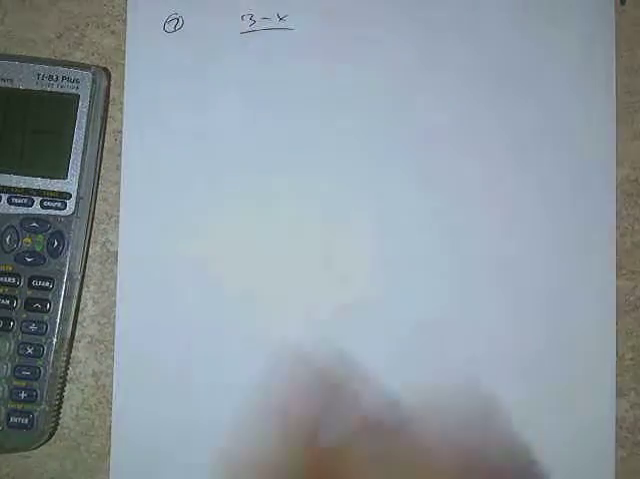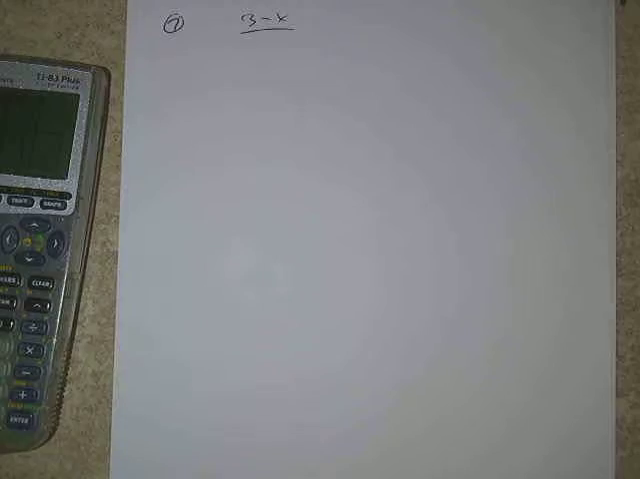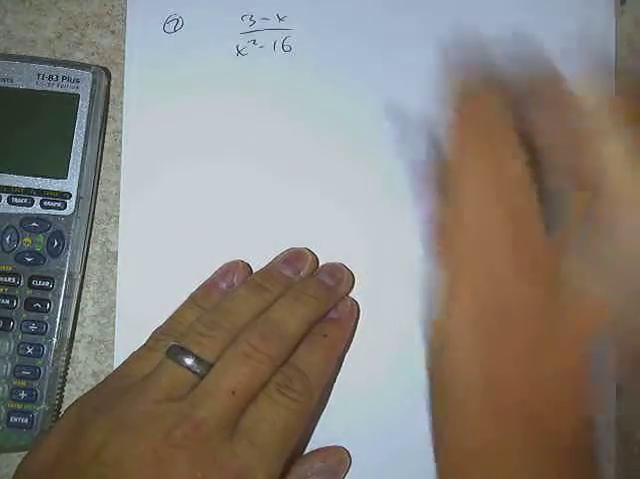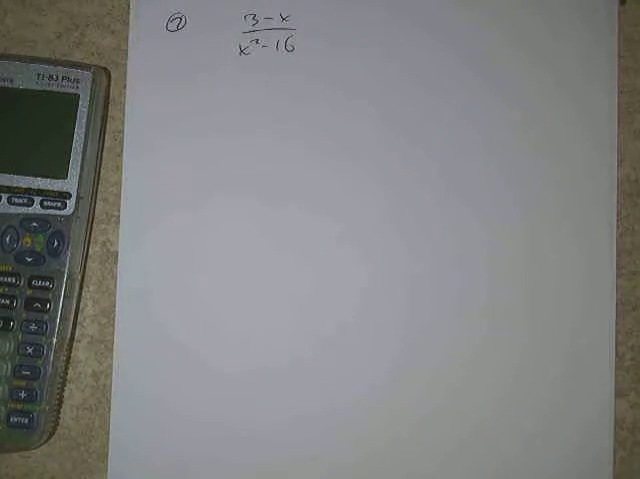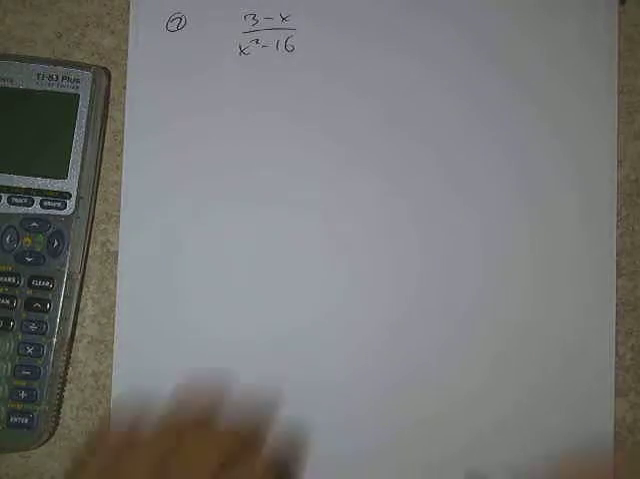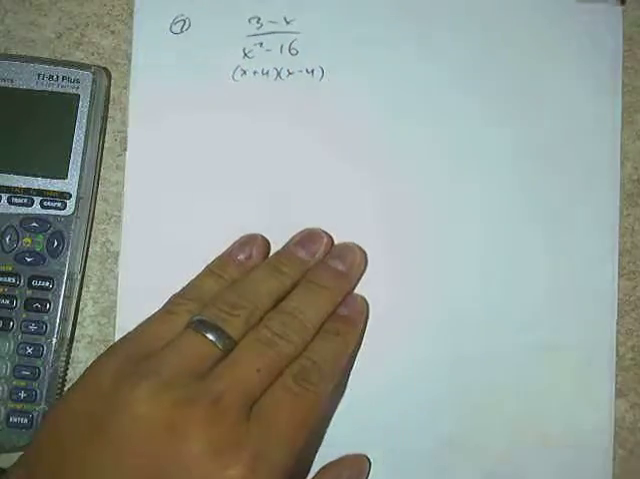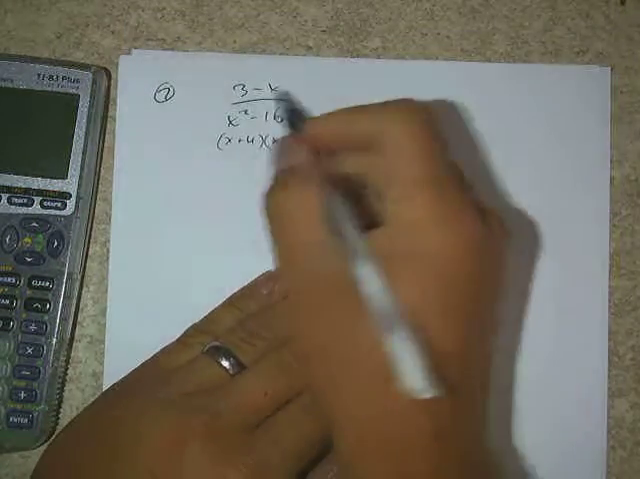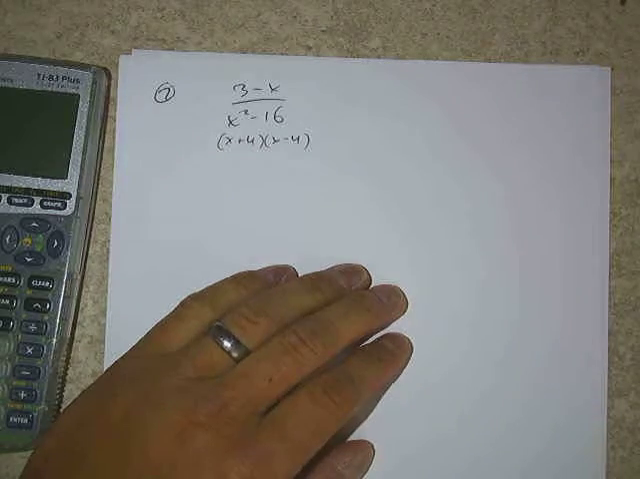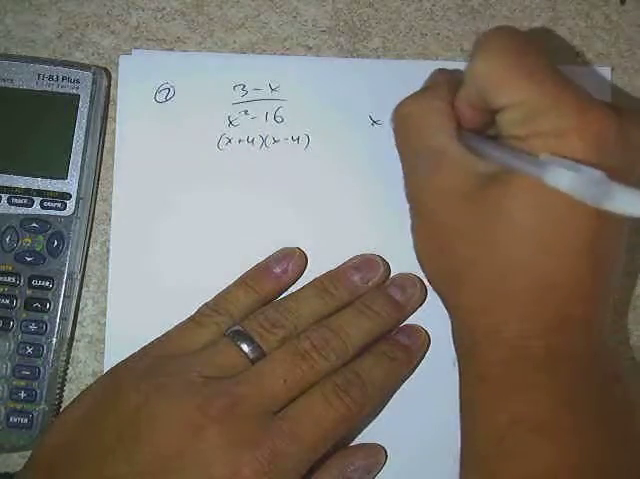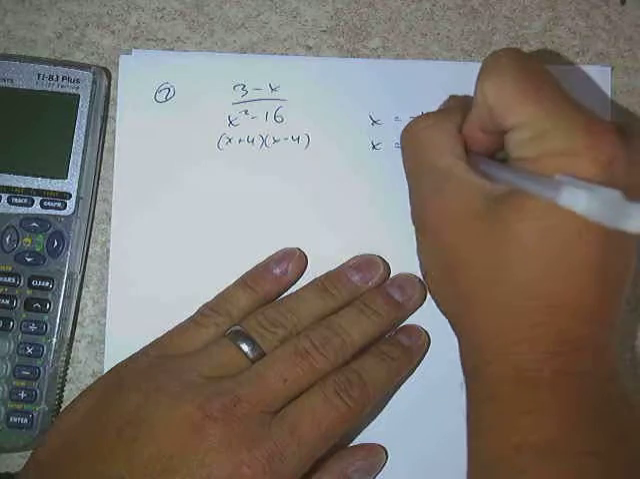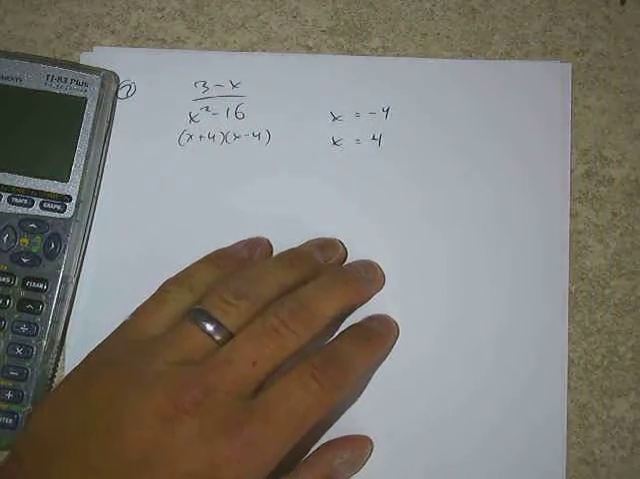Okay, on number 7, it says find the vertical asymptotes of the graph. We have 3 minus x, and at the bottom we have x squared minus 16. So this is our function, and it says find the vertical asymptotes. Again, with the bottom being factorable, if we factor the bottom and get x plus 4, x minus 4, we can see that nothing is going to cancel out on the top. So they're both vertical asymptotes, so we'd say that x equals negative 4 and x equals 4 are both vertical asymptotes for this situation.